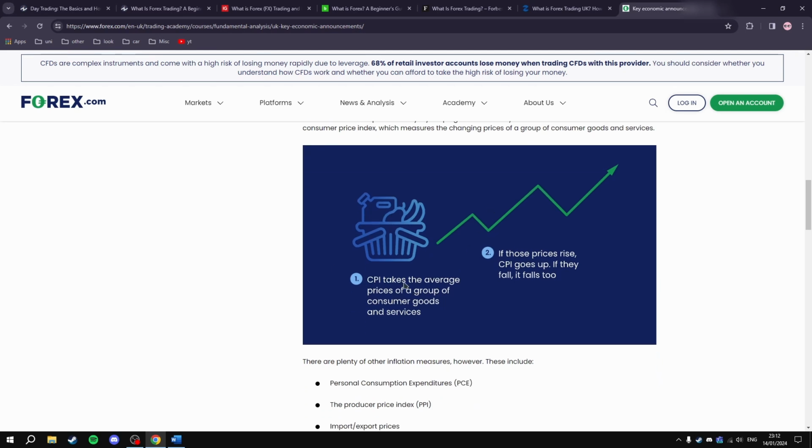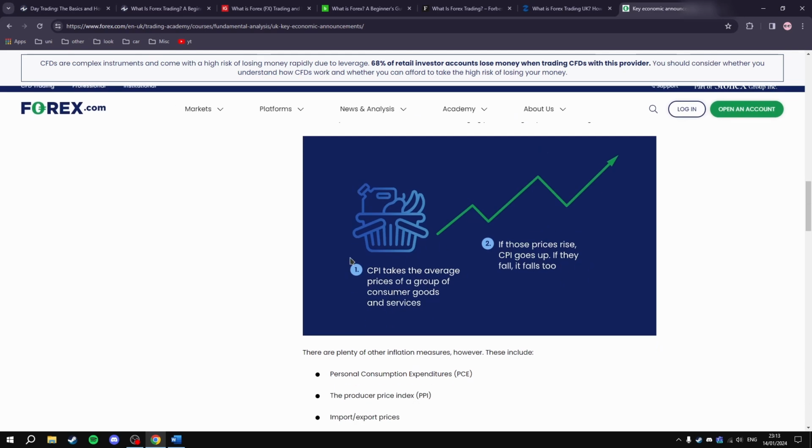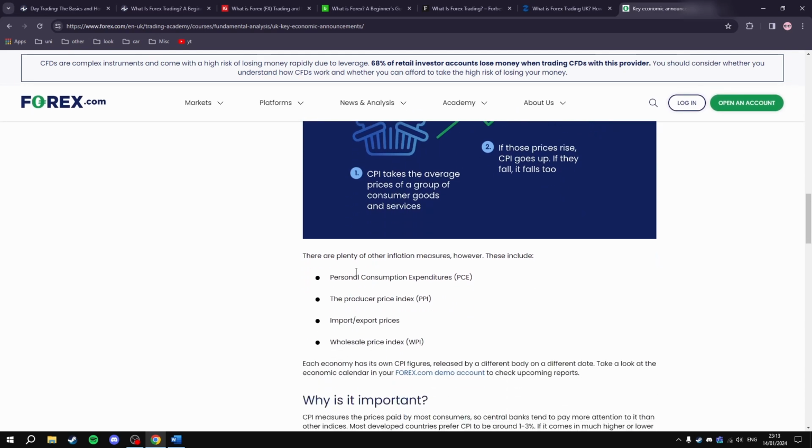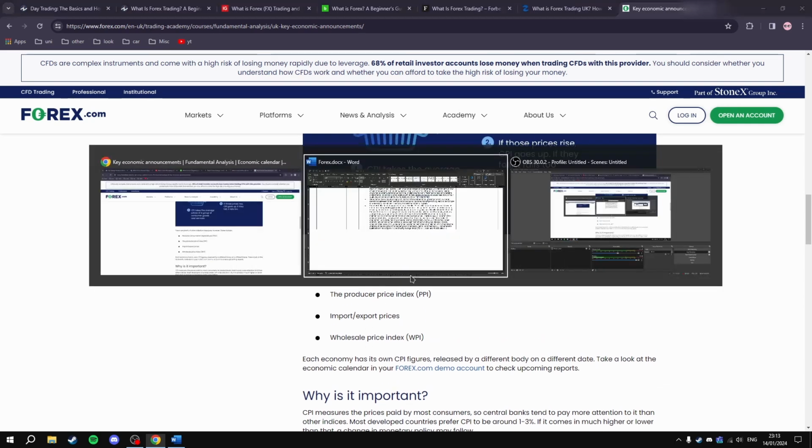See, consumer price index takes the average price of a group of consumer goods and services. If these prices rise, CPI goes up. If they fall, it falls. It's the average. Right. There are plenty of other inflation measures, however. These include personal consumption expenditures, the producer price index, import-export prices, and the wholesale price index.